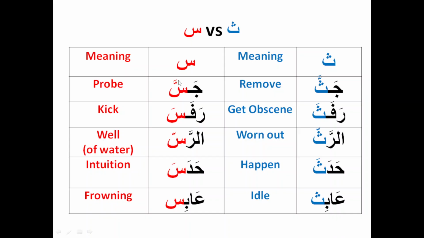So the key difference is in the tip of the tongue touching the upper teeth for the tha and being away from the teeth for the sin. If you change that, you will be mixing up tha with sin, and actually the more common mistake is tha changing into sin. So some people say kasir for kathir, right? So make sure the tip of the tongue goes forward to touch the upper teeth for the tha, so you can distinguish it from sin.